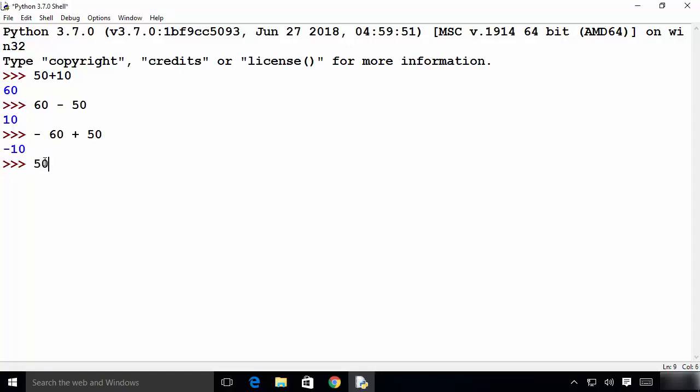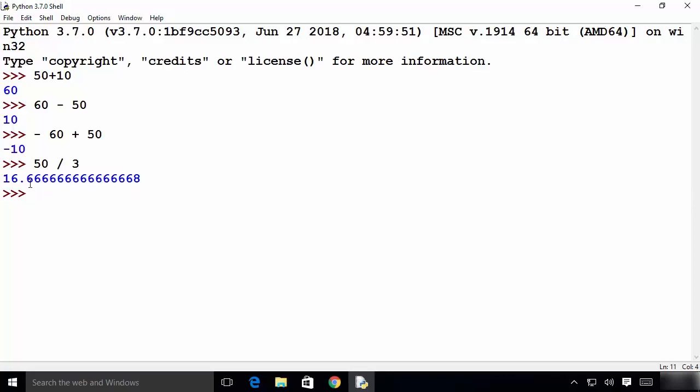Now let's do the division. For example, I want to divide 50 by 3. I'm going to press enter, and you can see it gives me a float value or a decimal value. If you are familiar with other languages like Java or C++, this may appear a little bit strange to you, because when you do the same operation in Java or C++ with this division operator, you will get a different answer, which is 16 and not this decimal float value.